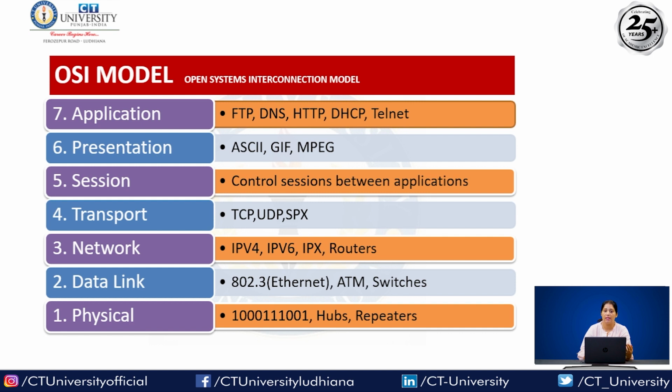But data movement is from application to physical, and on the other side it's from physical to application layer. The physical layer contains hubs, repeaters, meaning a number of devices which are connected and used for the exchanging of data. In the case of the data link layer, meaning the link devices, ATM switches, Ethernets, these come in the data link. And in the case of network, which type of network is to be used? IPv4, IPv6, IPX, routers, meaning which kind of route is to be followed by the data for its movement.